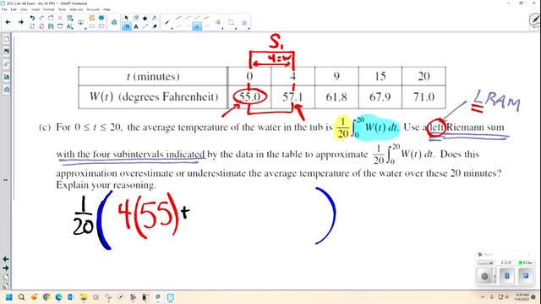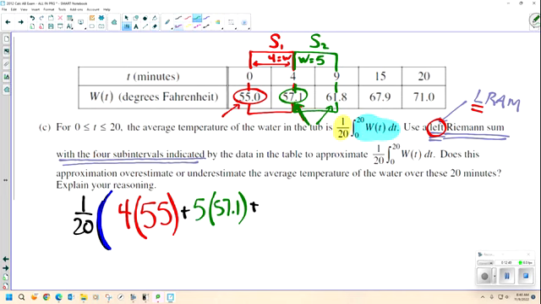Plus, subinterval 2 goes from 4 to 9. That has a width of 5. And I got to look at my left y value, 57.1 or 61.8. This is the left one. So I take my width, 5, and multiply it by 57.1. Plus, oh, I got 2 more, so I'm definitely going to have to do that.